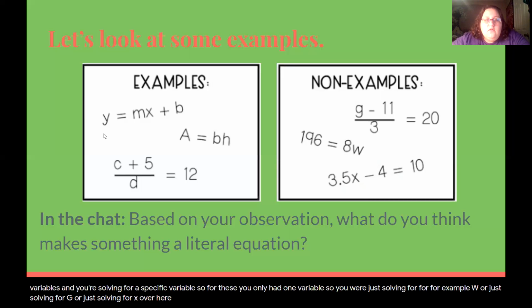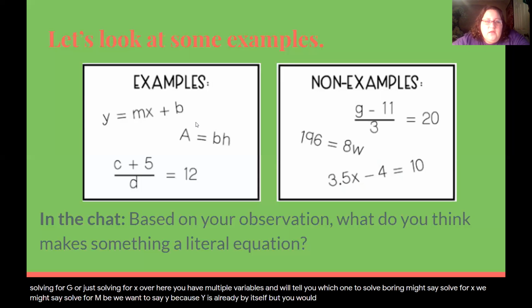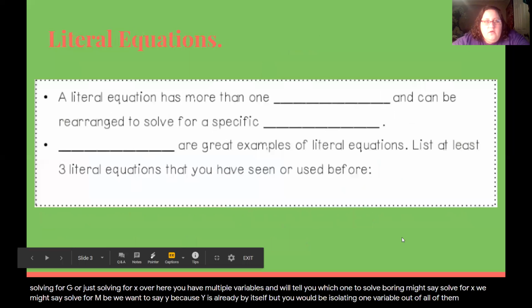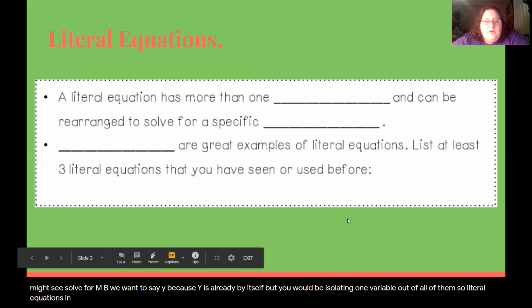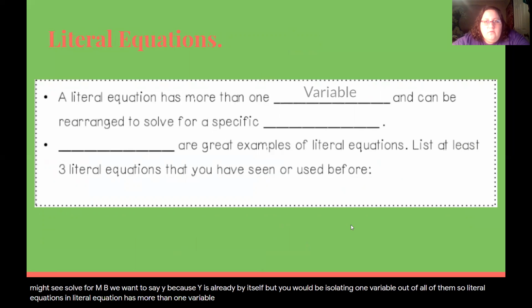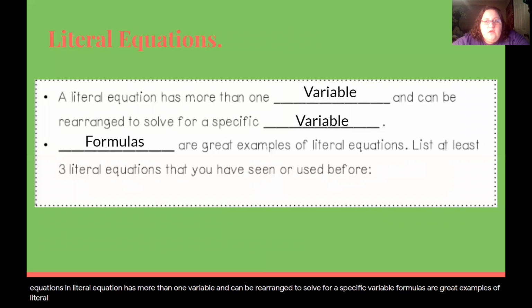Over here, you have multiple variables, and we'll tell you which one to solve for. We might say solve for x, we might say solve for m, or b. We wouldn't say y because y is already by itself, but you would be isolating one variable out of all of them. So, literal equations: a literal equation has more than one variable and can be rearranged to solve for a specific variable. Formulas are great examples of literal equations.